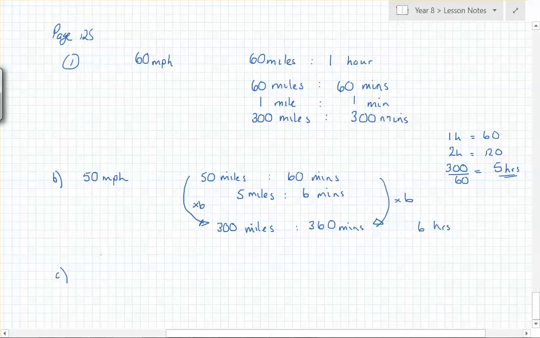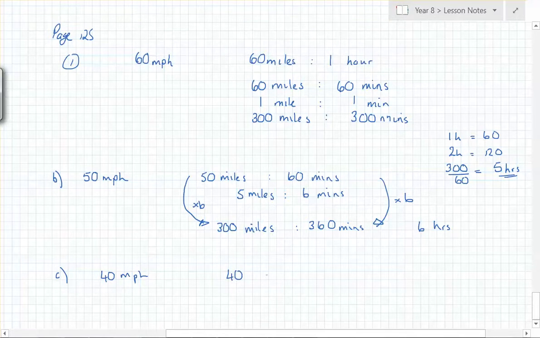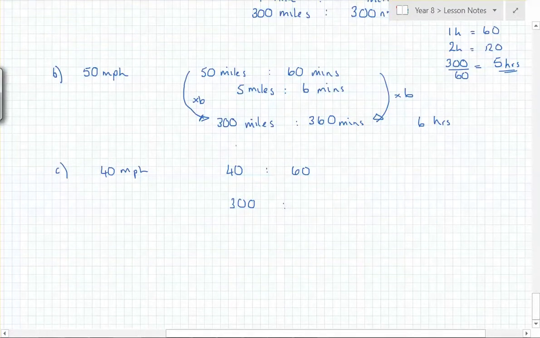C, we'll do 40 miles per hour. Okay. Then that would be 40 miles, 60 minutes. We need to get to 300 miles again. So, could just go to where? So I want to go from 40 to 300. Can we do that directly? No? But we could go to 10?